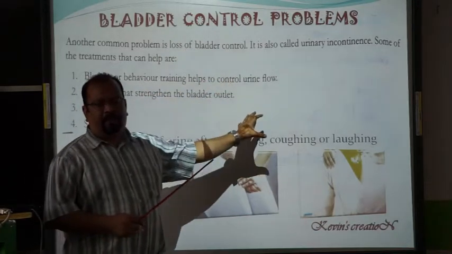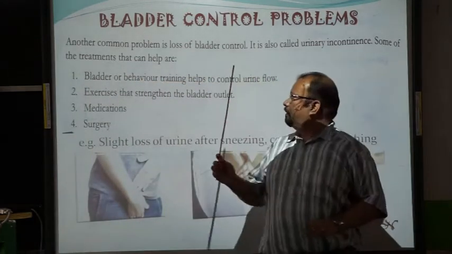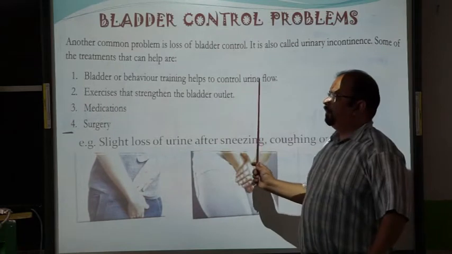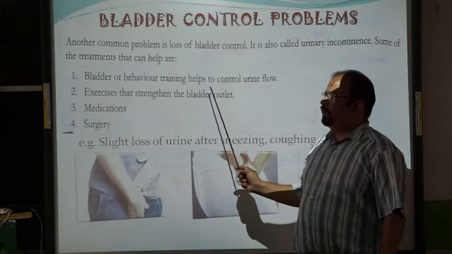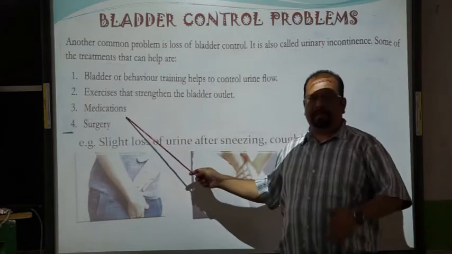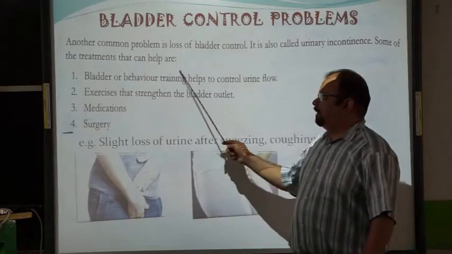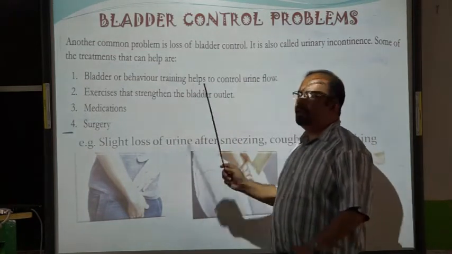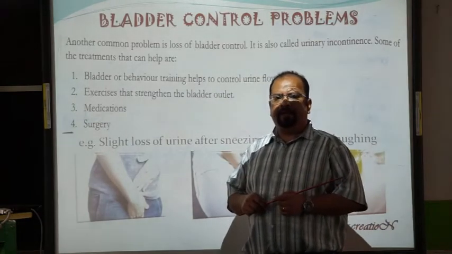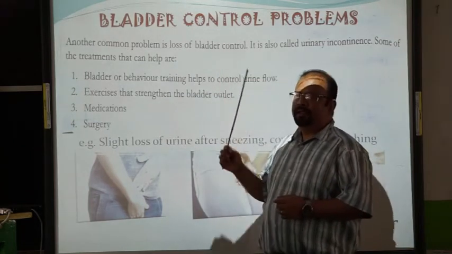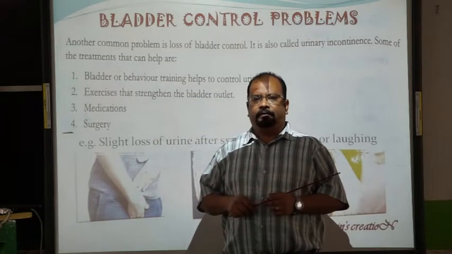And how can you get rid of it? Bladder or behavior training helps to control the urine flow. Exercises strengthen the bladder outlet. And then medications. Medications means the medicines prescribed by the doctors, and you have to take them. The exercise and training are things which you have to do every day continuously if you are suffering from this, so that you can improve.